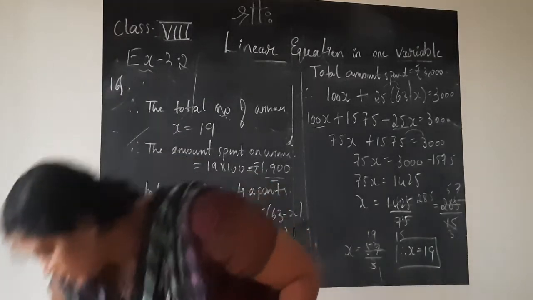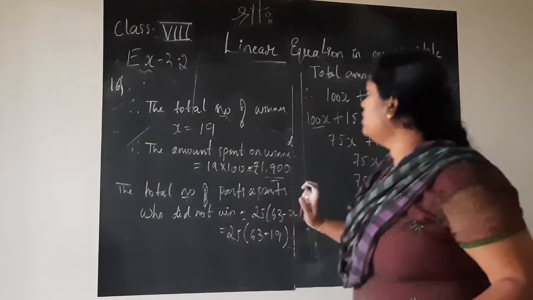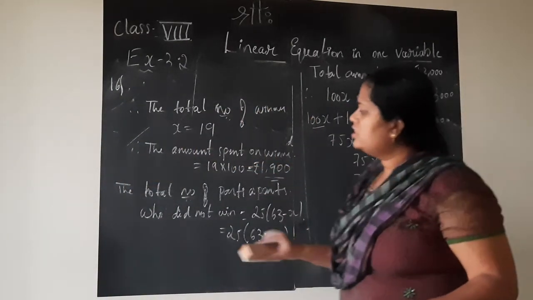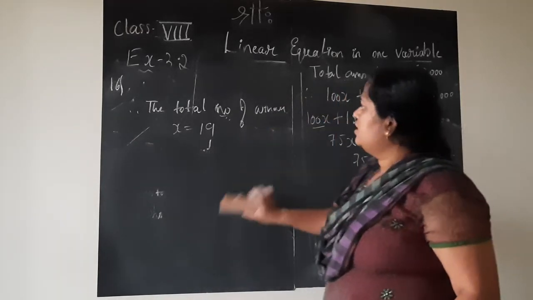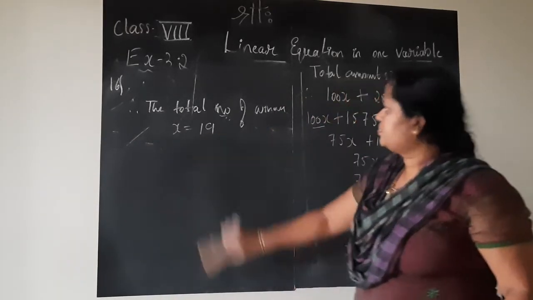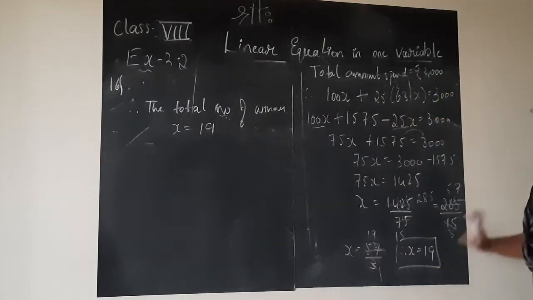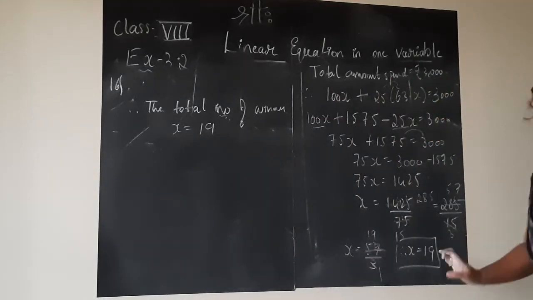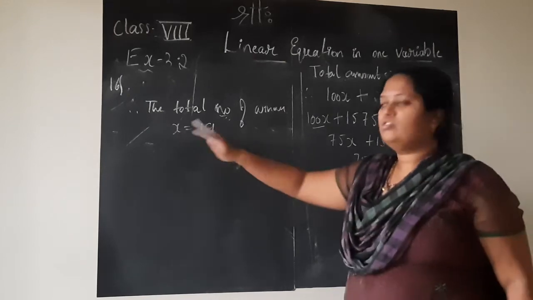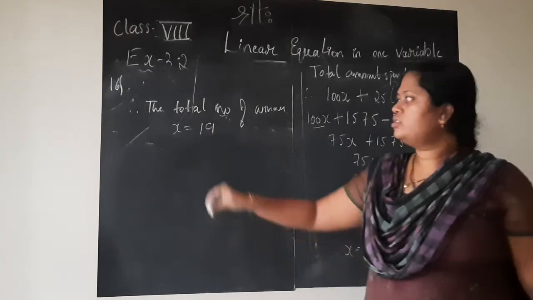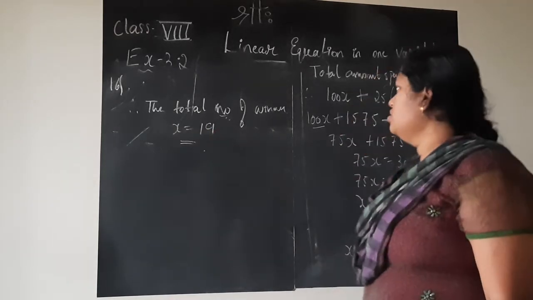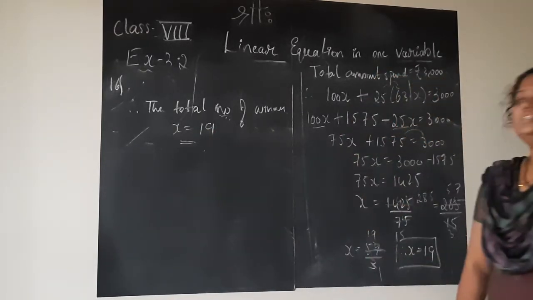Actually what they have asked is how many winners we want. No need of all these children, we can stop at this point only. That's all. They ask us to find the total number of winners. So total number of winners, how many people? 19 people. That's all. So the money spent on them and all is not required. We can stop at this point. So the total number of winners is 19.